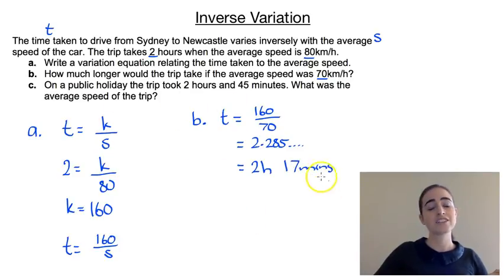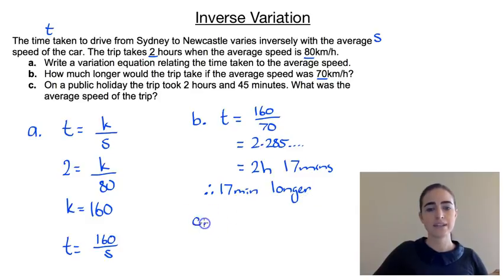But the question doesn't just ask how long it will take, it says how much longer would the trip take. Before it took us 2 hours, and now it's taking us 2 hours and 17 minutes. So we'll write: therefore, 17 minutes longer.